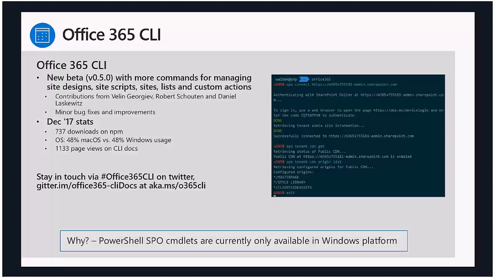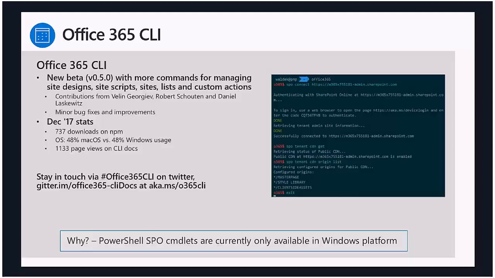And contribute. Those commands are all fairly atomic, so if you want to write a command, it's fairly simple to write a command and contribute that in. And Waldek wanted me to share the December 17 stats, so stats from just last December, obviously. 737 downloads for the month on NPM, 48% Mac, 48% Windows. I don't know what the other 4% would be there. And then 1133 page views on the docs. So some great initial stats, some great initial uptake on the CLI.